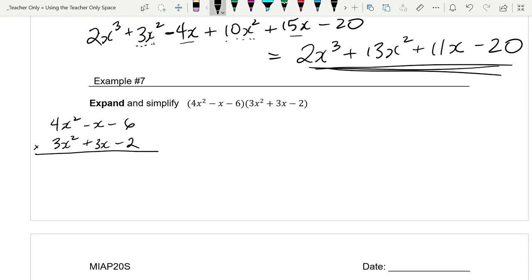So I'm going to start by multiplying all these guys by -2, which gives me 12, but it's a plus 12, right? Why is it a plus? Because it was a negative times a negative. And then it's -2 times -x, which is plus 2x. And then it's -2 times 4x squared, which is -8x squared.